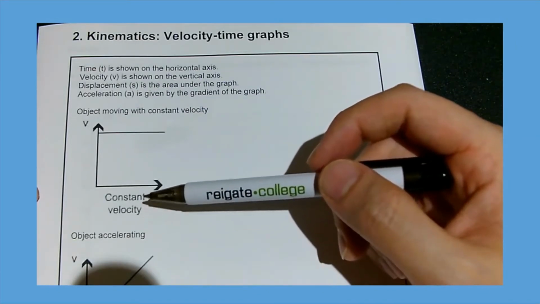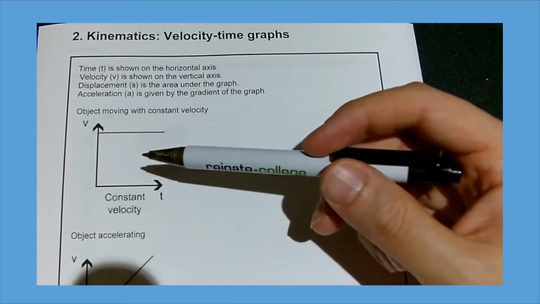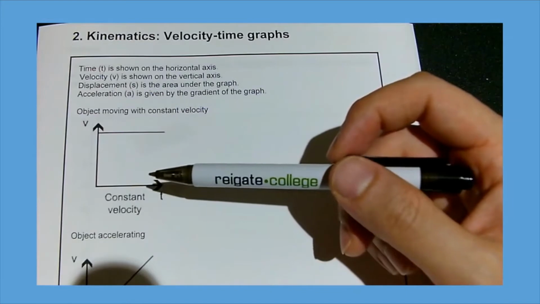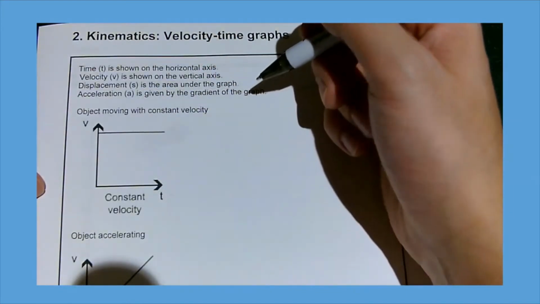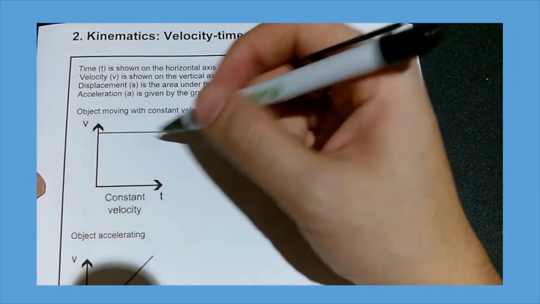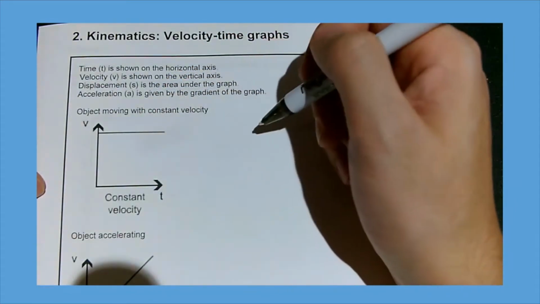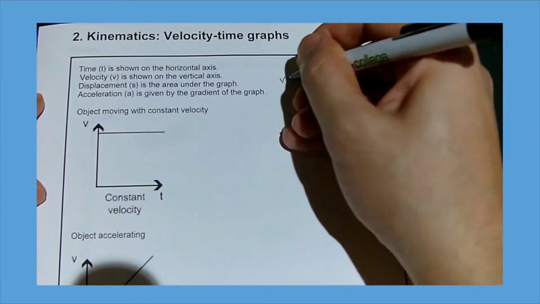Now, in the previous video, we looked at a displacement time graph where the gradient represents velocity. And in a velocity time graph, there are two other things we need to know as well. Displacement: if you've got a velocity time graph, displacement comes from finding the area under the graph. Now, why is this the case? Displacement and velocity, let's have a look.